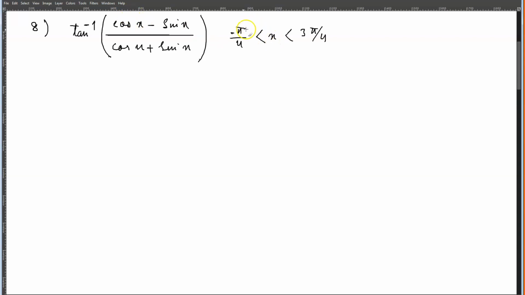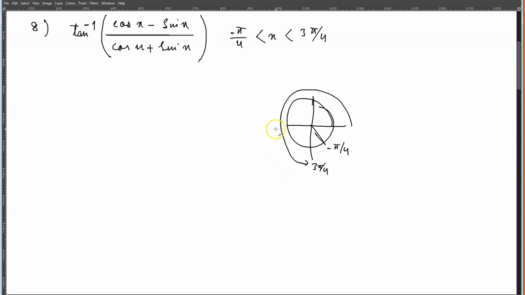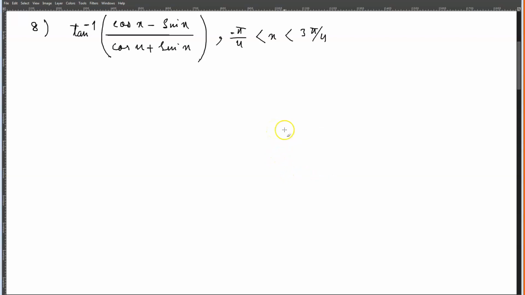Negative pi divided by 4 is some angle down in the, this is negative pi divided by 4, and 3 pi by 4 of course is basically this angle over here. This is 3 pi by 4. Now, okay, there is no identity that you can use in order to simplify this, but there is an interesting way to do this.